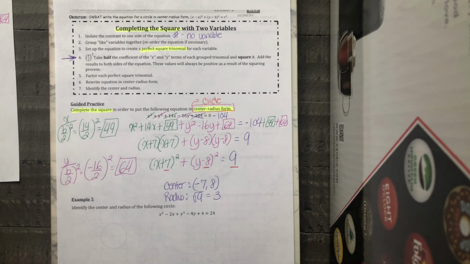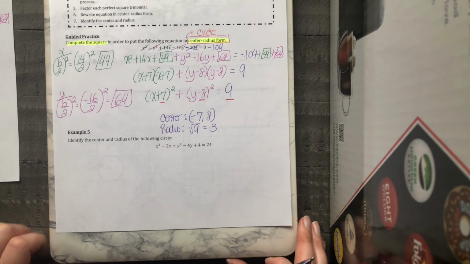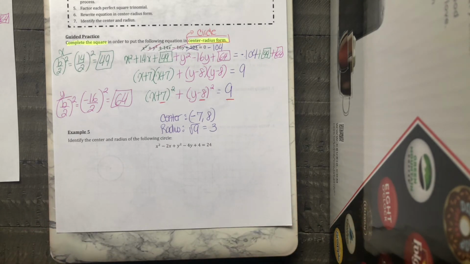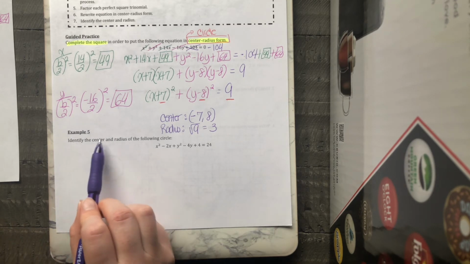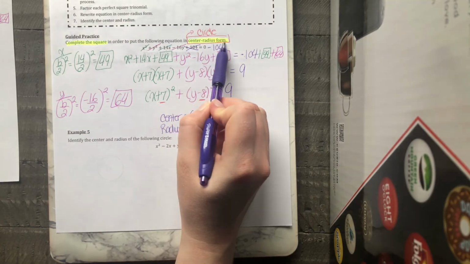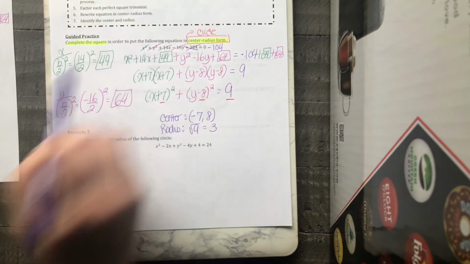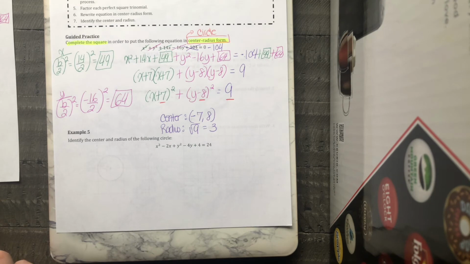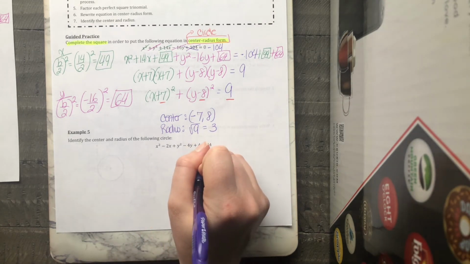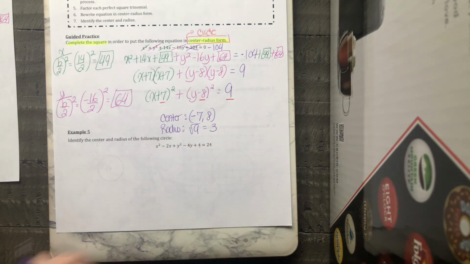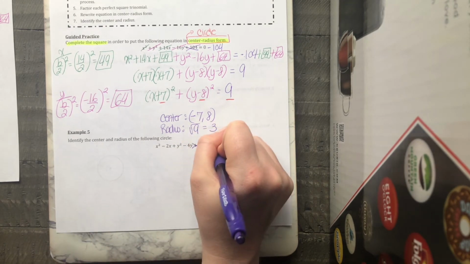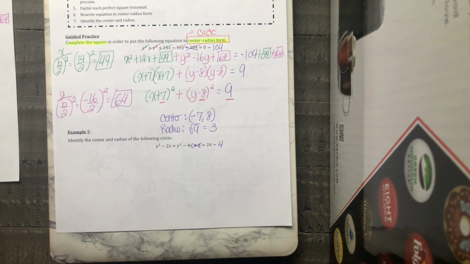All right, so example 5 is the exact same type of question again. So let's just kind of move through this one together. It says identify the center and the radius. Well, I can't identify either one until I'm in center radius form. So I'm just going to follow all these steps again at the top. The first step says to isolate the constant. The constant is the number that has no variable, like 4. So instead of adding 4, I'm going to subtract 4 on the opposite side. Step 1 is done.